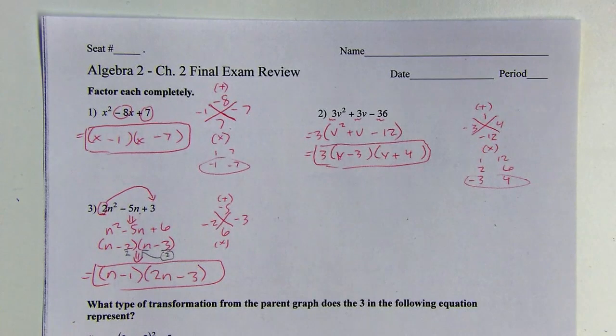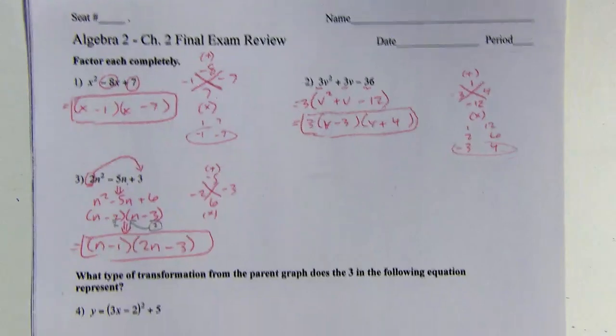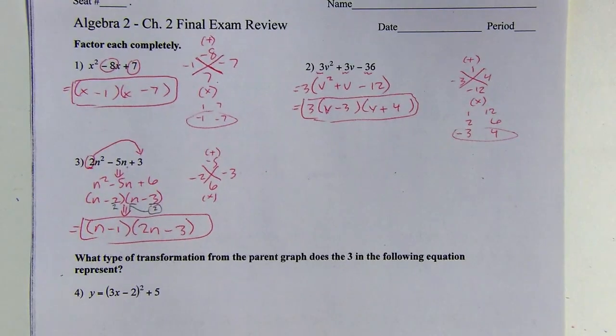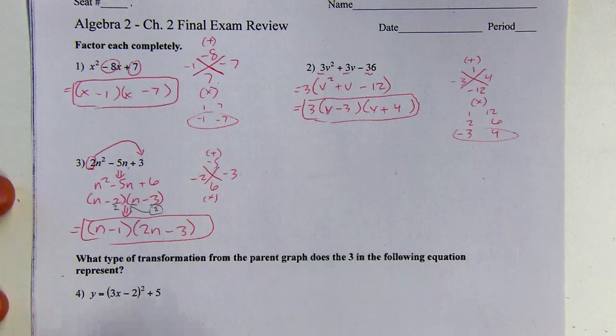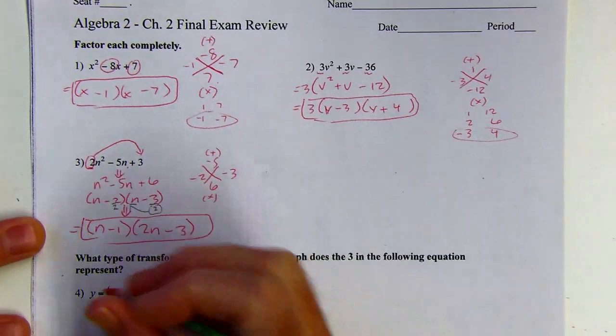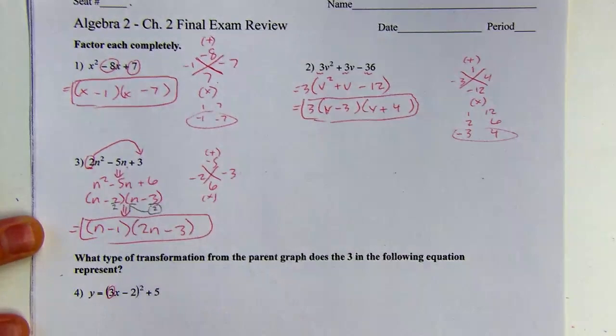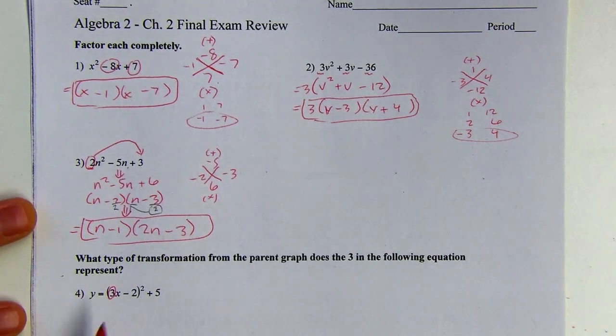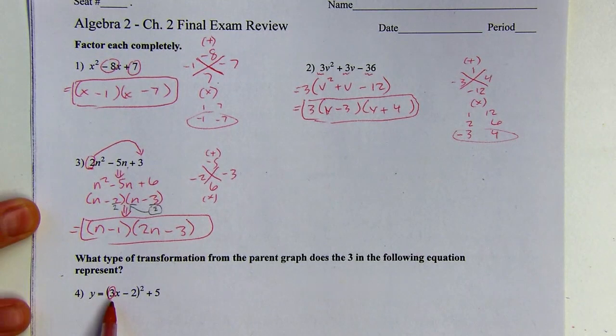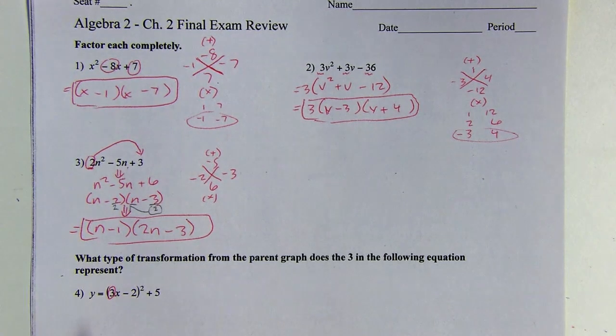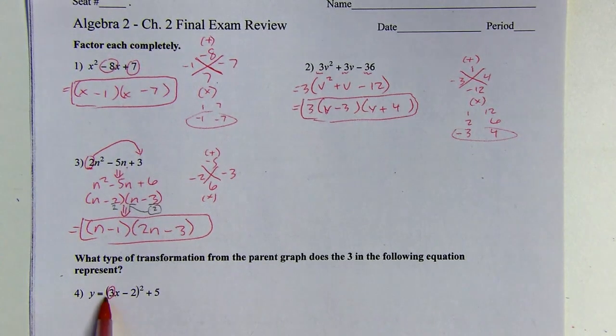Okay. All right. Moving on. What type of transformation from the parent graph does the 3 in the following equation represent? So it's going to be a stretch or a compression when I've got a coefficient in front of the x or in front of the parentheses.